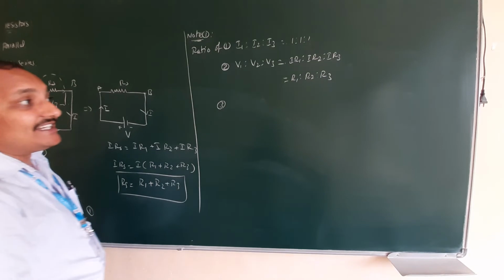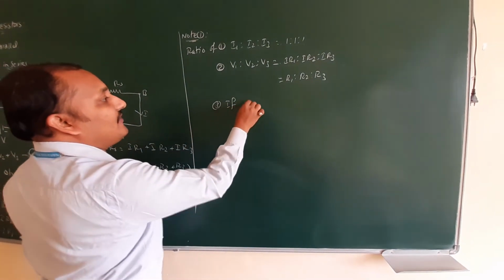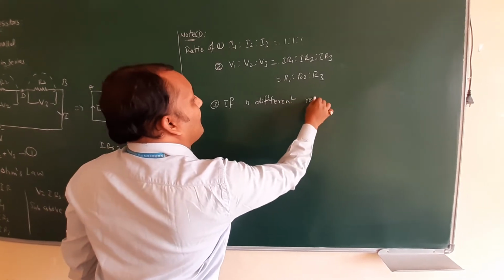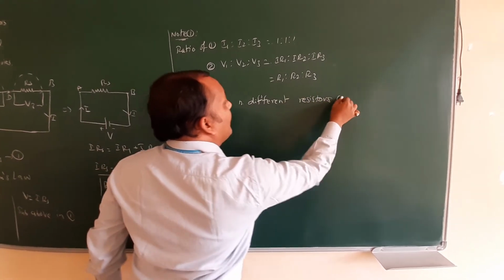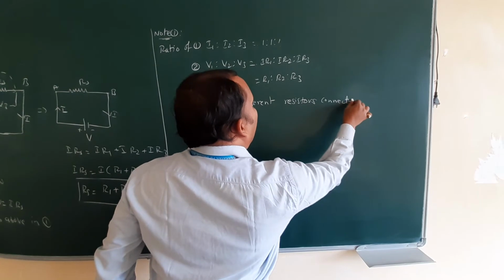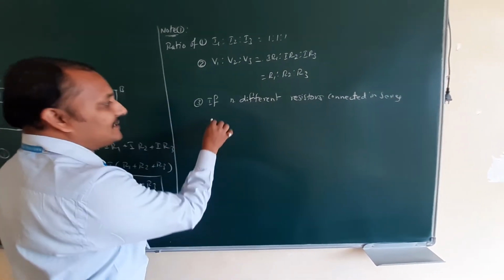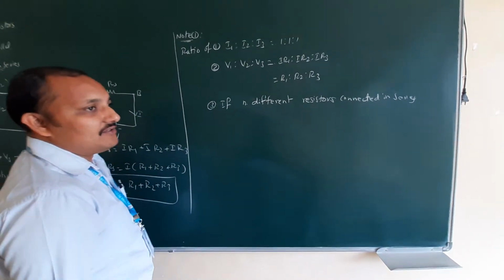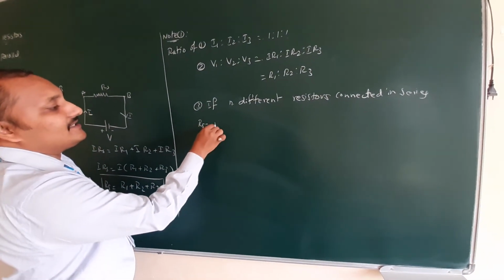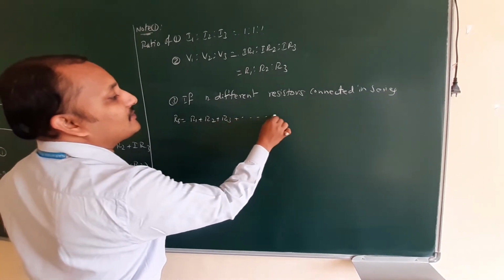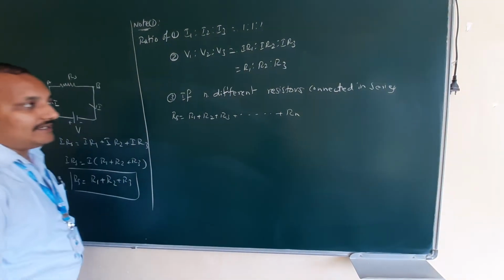If n different resistors are connected in series, n different resistors means R1, R2, R3 and so on, Rn. Then what is the resultant resistance? R1 plus R2 plus R3 and so on, plus Rn.